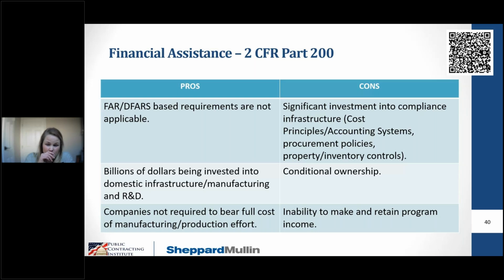And by taking some of this money, you can pursue programs and improvements without having to bear the full cost of those projects. However, again, don't be fooled. Just because they're not DFARS based does not mean that they're just free money.